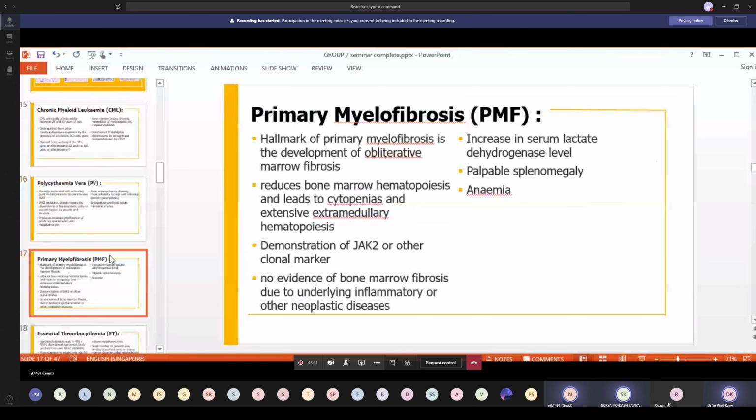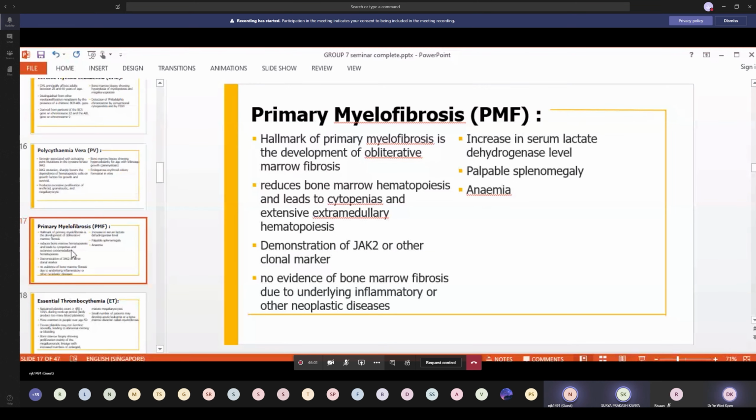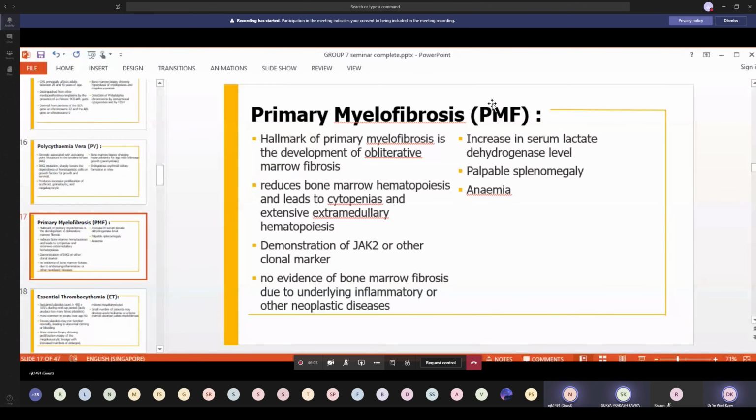Next comes PMF, primary myelofibrosis. Fibro. The hallmark is to look at the obliterative marrow fibrosis. Again, it's also caused by JAK2. Now we have PV, and PMF also looks for JAK2. There is no evidence of bone marrow failure due to underlying inflammatory conditions, and there is an increase in serum lactate. And this is anemic. So for PMF, remember JAK2, anemia.